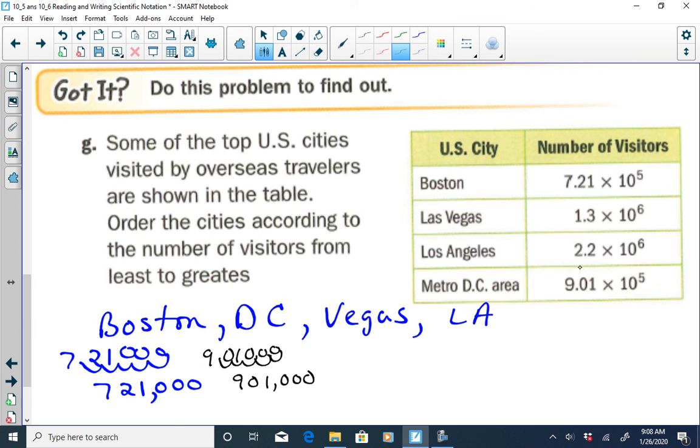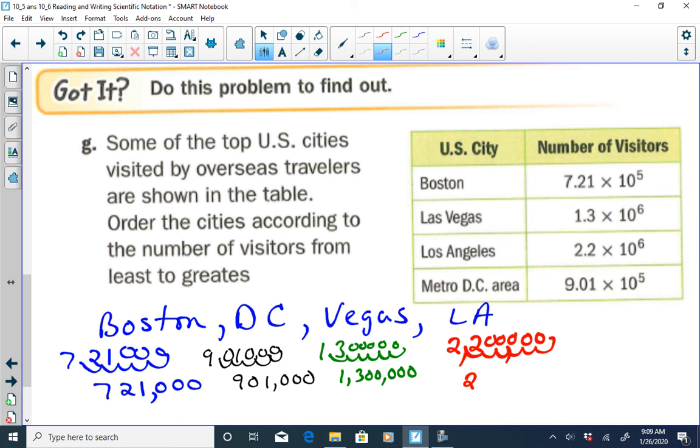Then we have Vegas. Vegas is 1.3 times 10 to the 6th, so we take our 1.3, and it's got to go 6 places. 1, 2, 3, 4, 5, 6, 0, 0, 0, 0, 0. So that's going to be 1.3 million, 1,300,000. And then Los Angeles, that's going to be the greatest. Los Angeles is 2.2. That's got to go 6 places. 1, 2, 3, 4, 5, 6, 0, 0, 0, 0, 0. And that's going to be 2.2 million, or 2,200,000, would be the greatest.